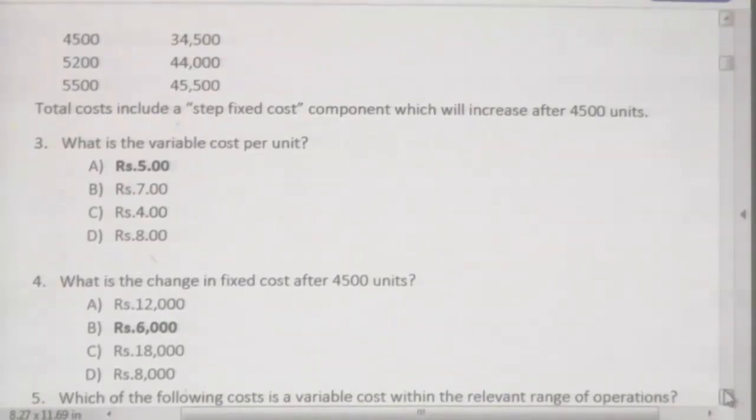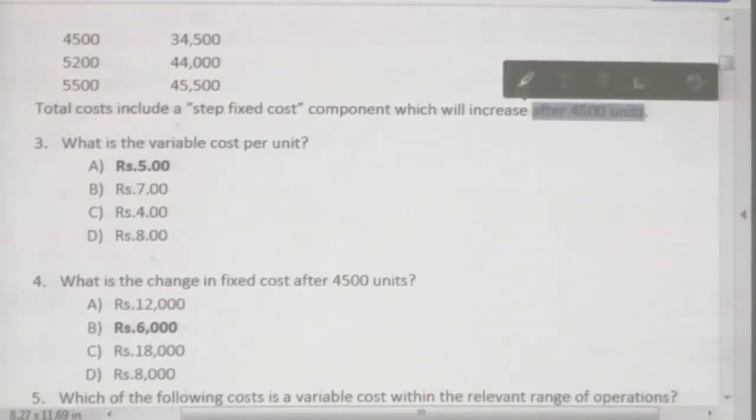I think you can remember the pictorial presentation of the step cost also. It will remain constant up to a specific quantity, then increase, again remain constant up to a specific quantity, again increase. That's why it's called step. The graph of that step cost can be presented as a staircase. That's why it's called step cost, right? Now here they have mentioned the total cost includes a step fixed cost component which will increase after 4,500 units. That is the important point.